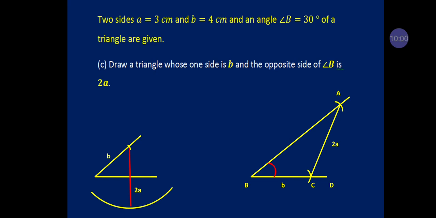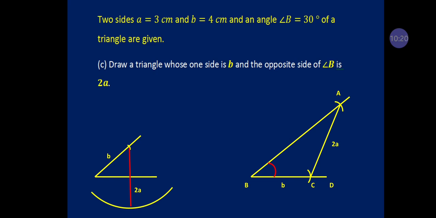And ABC is your required triangle, because you can see that angle B, the opposite to that angle is 2A. As you can see from the picture, it is clear that 2A is the opposite of that one, and a small b is also there, so that makes ABC your required triangle. That means this statement can be solved in two ways.